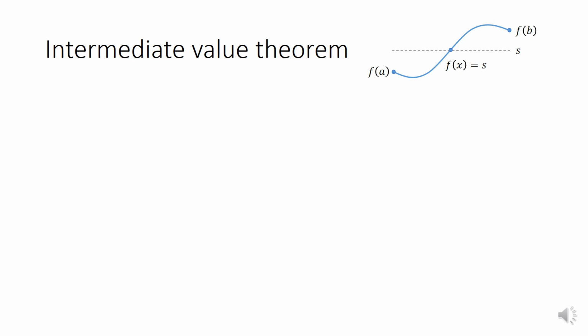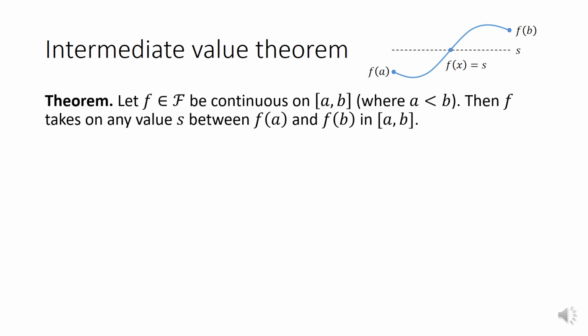As usual, we can generalize Bolzano's theorem to the intermediate value theorem. Let f be a real function and continuous on the closed interval from a to b, where a is less than b. Then f takes on any value s between f of a and f of b in the interval from a to b. As proof, just consider the function fs that depends on the parameter s and maps x to f of x minus s.